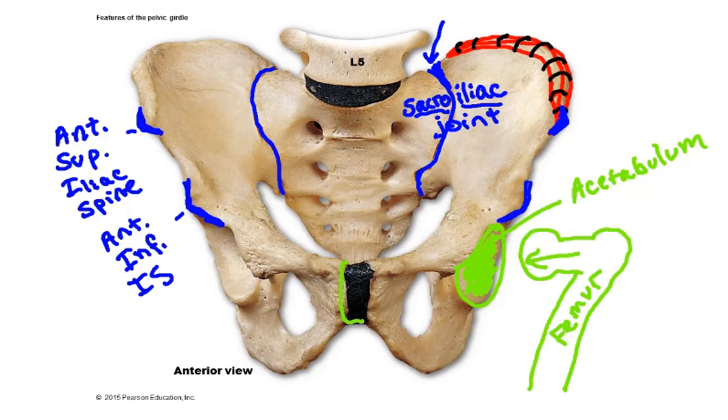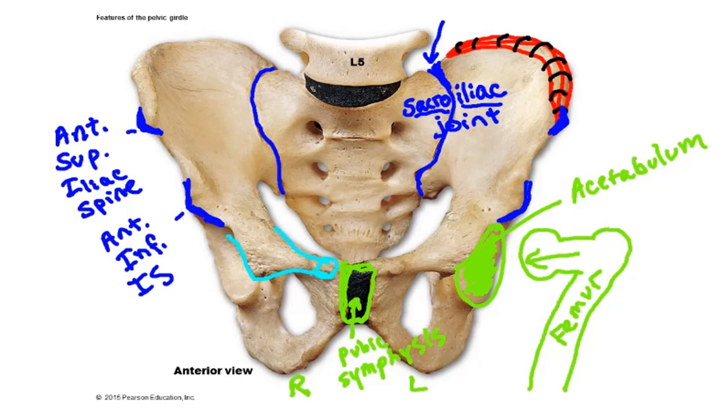This down here is the pubic symphysis. This is where the two pubis bones meet. So this is the anterior view, so this would be the left and this would be the right. This is a joint called the pubic symphysis, symphysis, like symphony.